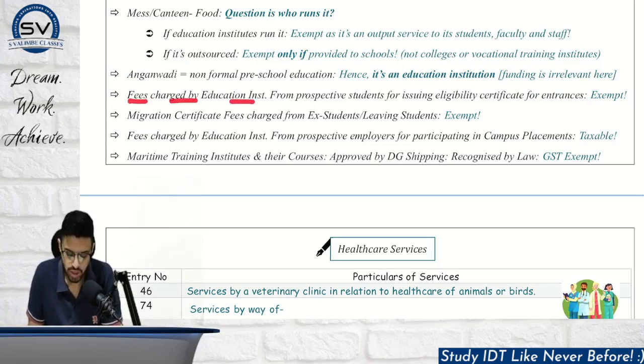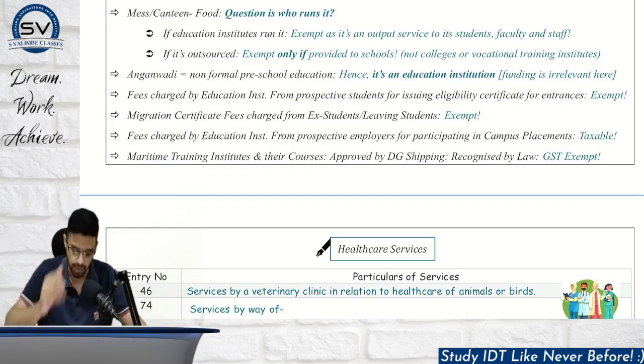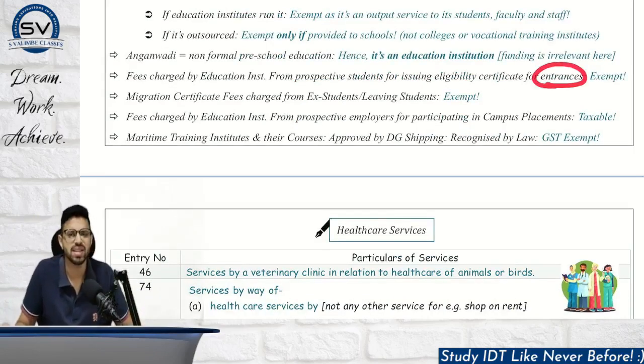Fees charged by educational institutions from prospective students for issuing eligibility certificate for entrances. So obviously this is also exempt. Technically they are not students yet, but it will still be exempt, because it is again linked to the entrance exam. So entrance exam we have already covered, it is exempt.